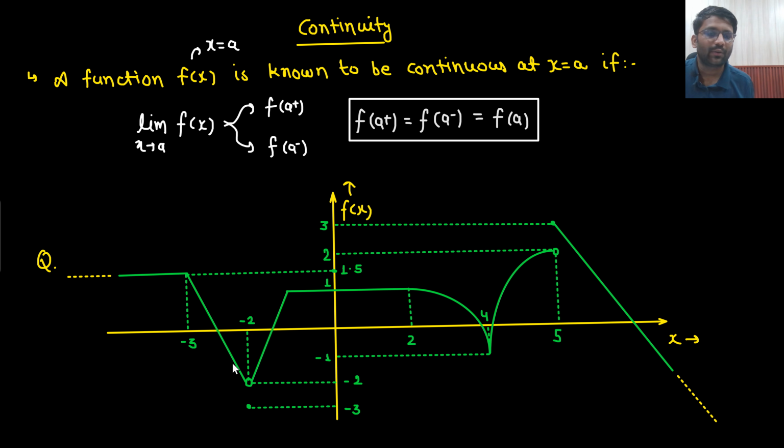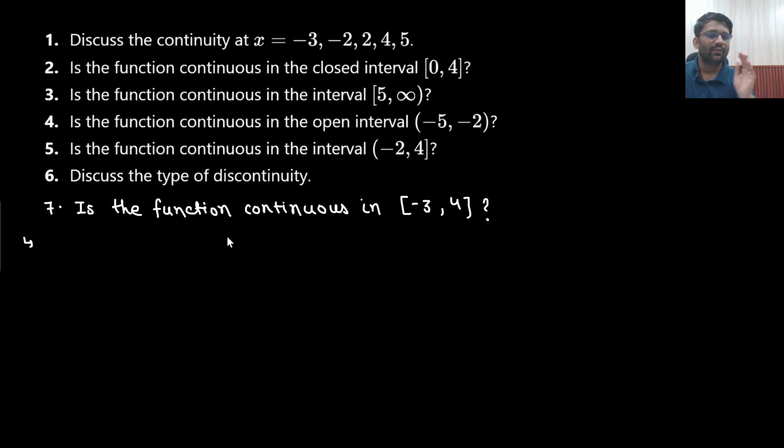So you need to comment on the continuity at x equals minus 3, at x equals minus 2, at x equals 2, x equals 4, and at x equals 5. More questions are also there. We will see all the questions, but as of now our target is only question 1. We will understand the meaning, but as of now you only need to discuss the continuity at x equals minus 3. First target is at x equals minus 3.